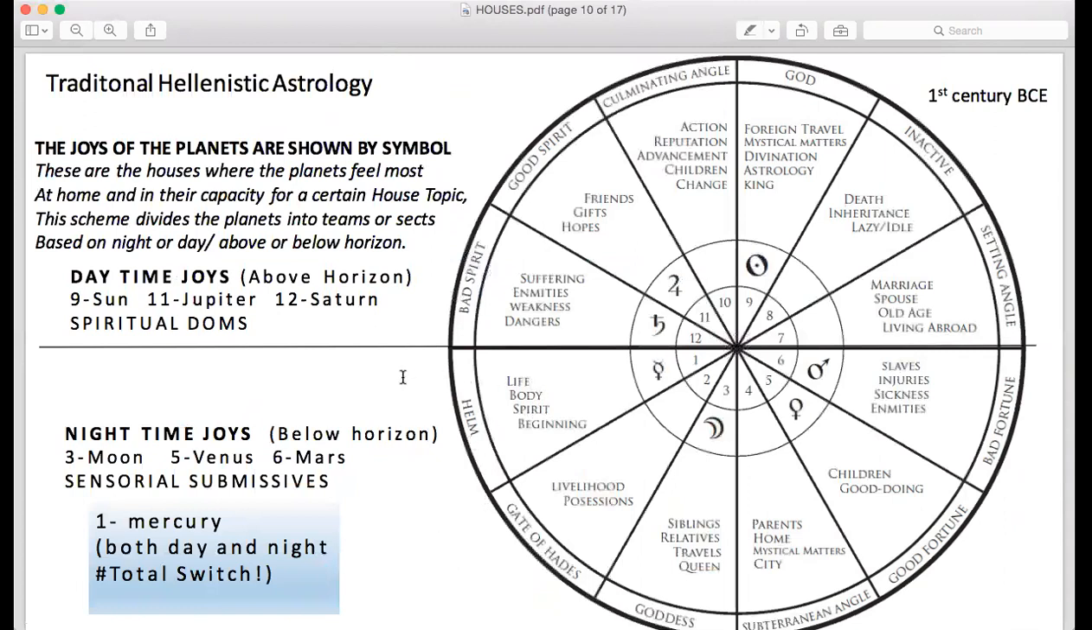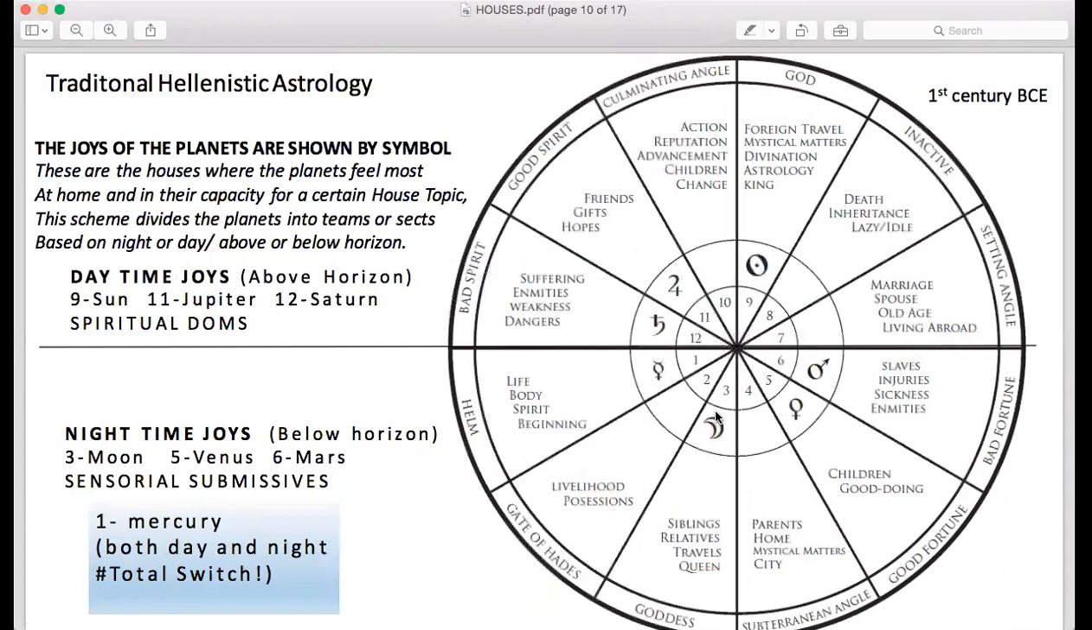What we notice here is that the daytime, first, these planetary symbols represent where the planet joys or rejoices or is most effective, like I mentioned earlier. We have Mars and Saturn. We have Venus and Jupiter, the benefics, oppose each other. And then the luminaries oppose each other and their joys as well.